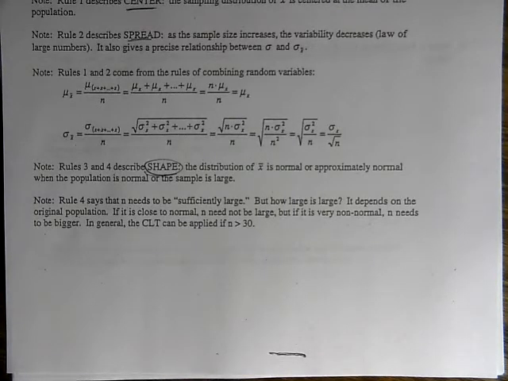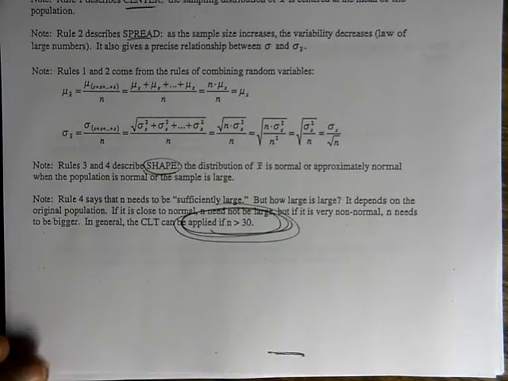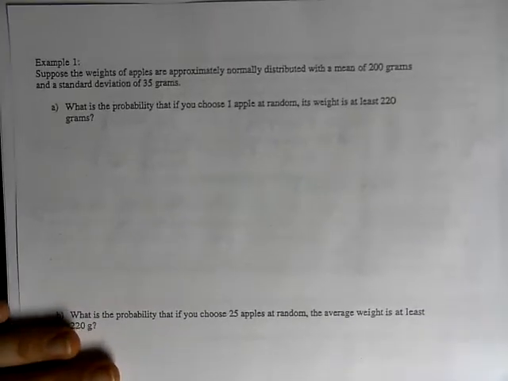How large is large? It does depend on the original population. If it's close to normal, n need not be large, but if it's very non-normal, n needs to be bigger. So in general, the central limit theorem can be applied if n is greater than 30. N should be greater than 30 when we're doing these. So let's try some examples using the central limit theorem.